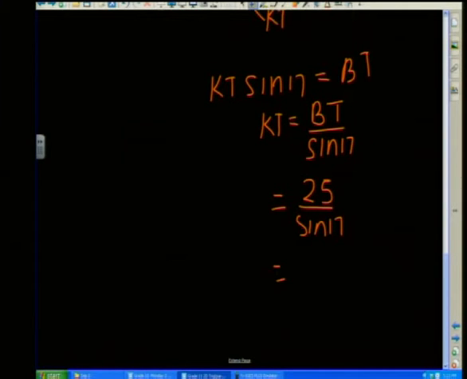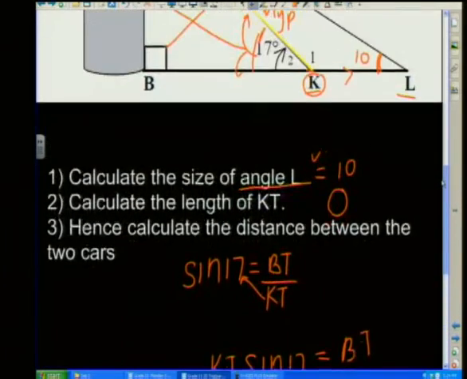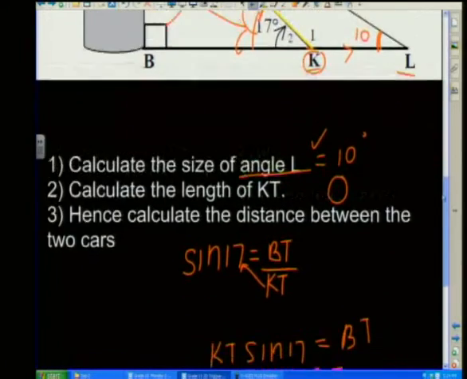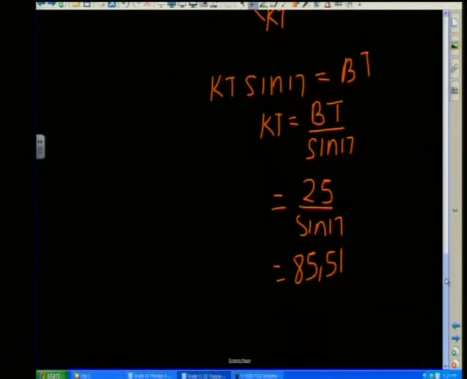All right, so this will be 85,51. And it's going to be in meters because the length of BT was also given in meters. So this is going to be 85,51 meters.